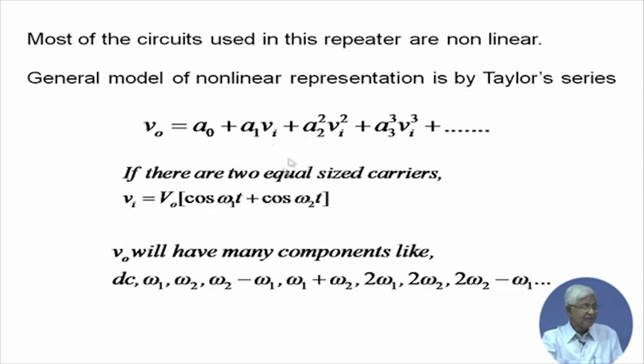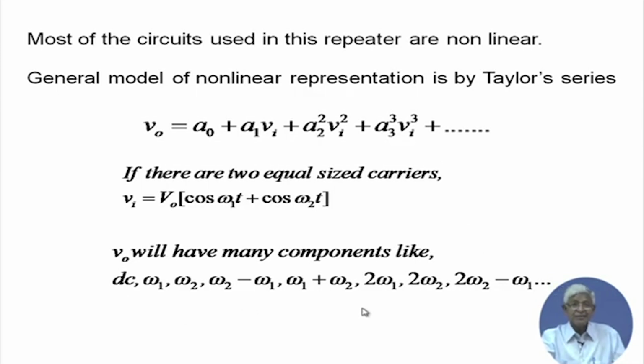Then you will find that there are many frequency components that arise. One is of course the DC, the A0 part, then the omega 1, omega 2, two fundamental parts, then omega 2 minus omega 1, omega 1 plus omega 2, 2 omega 1, 2 omega 2, 2 omega 2 minus omega 1, 2 omega 1 minus omega 2, like that will continue. So, many frequencies are generated through this nonlinearity.